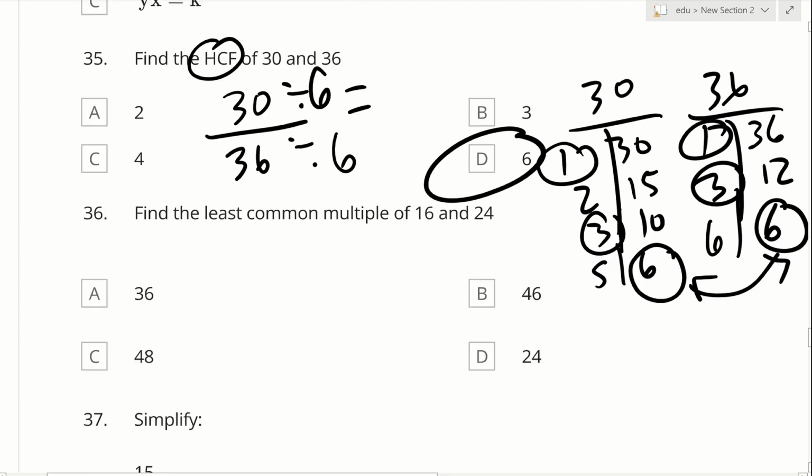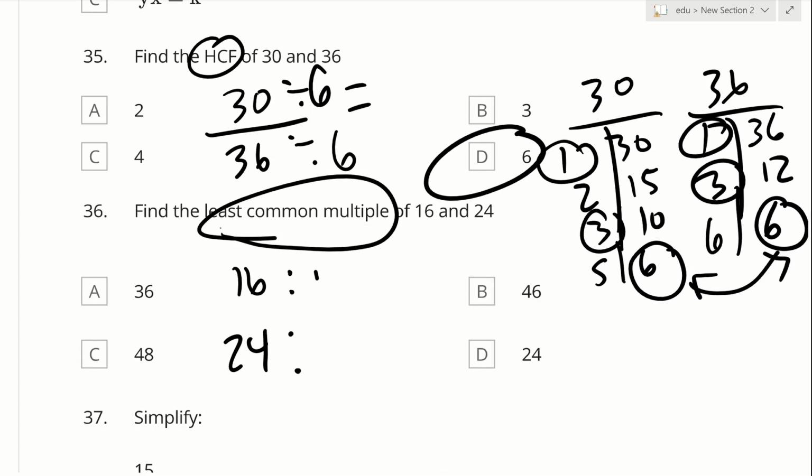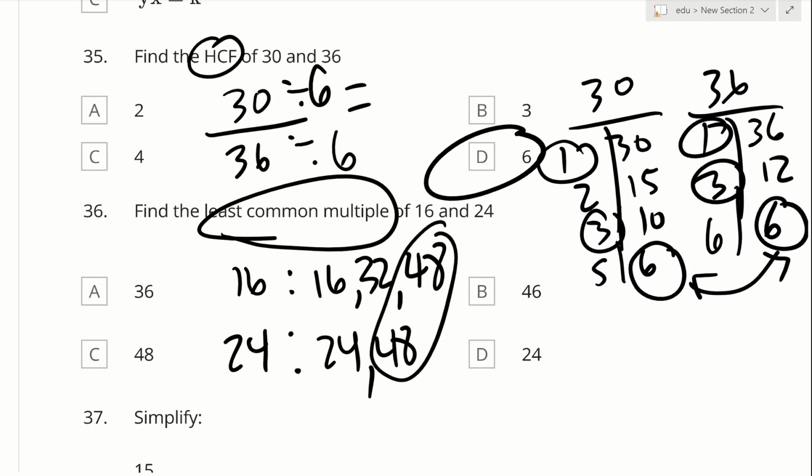Now, least common multiple of 16 and 24. So all I'm going to do, I'm going to put 16, 24 here. I'm going to list the multiples. So 16, 32, 48. So 24, 48, I already know these are two numbers. They're the least common multiple.